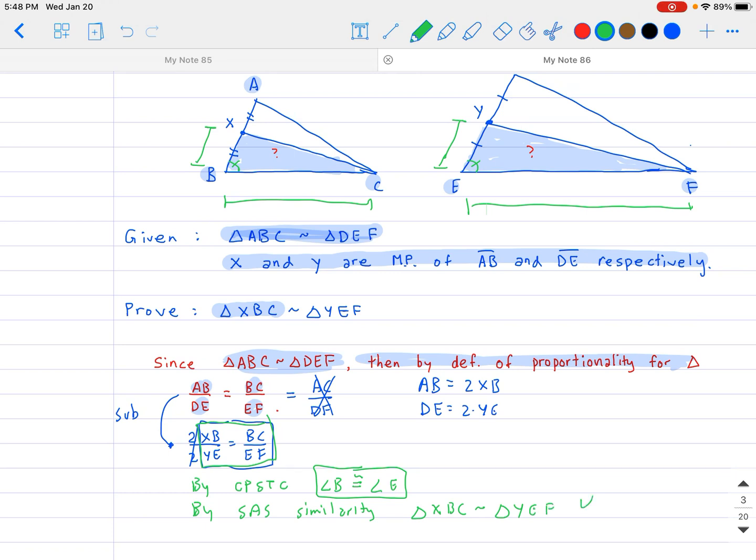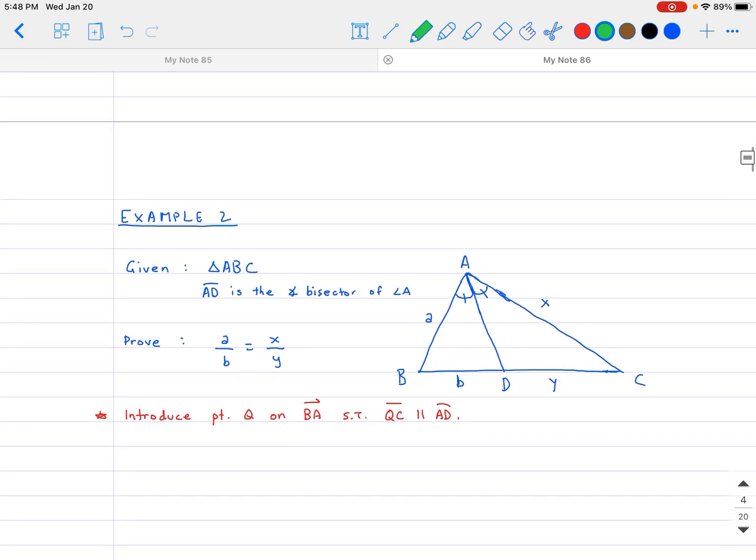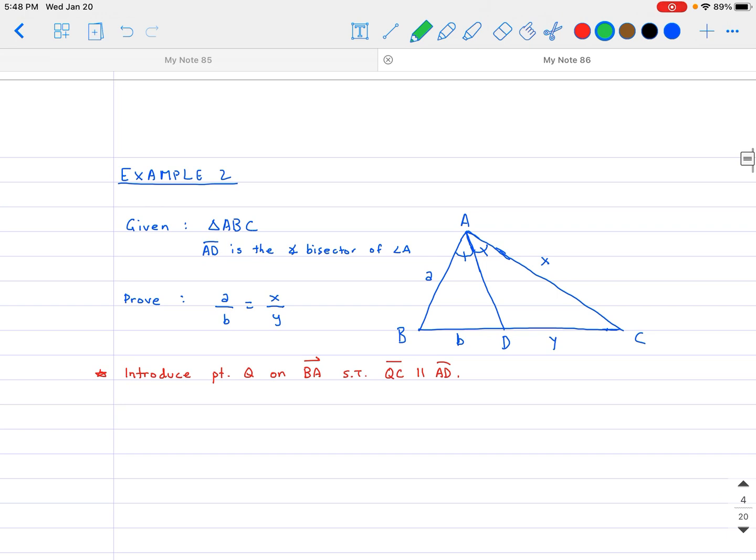All right, so the proof hopefully isn't too bad. All right, let's try to look at a few more. Here, this one is pretty unique. It's actually a very interesting proof, which we can actually use in the future.